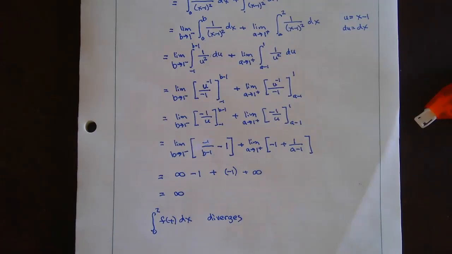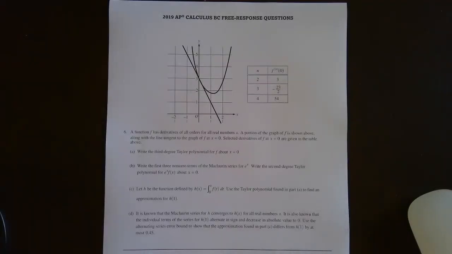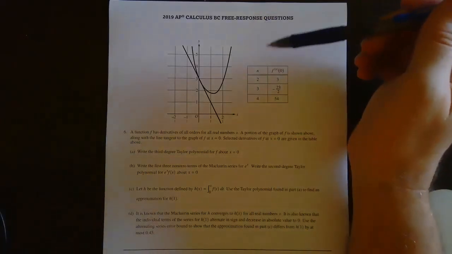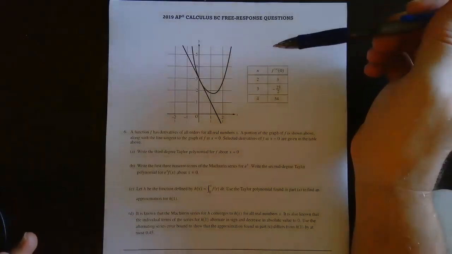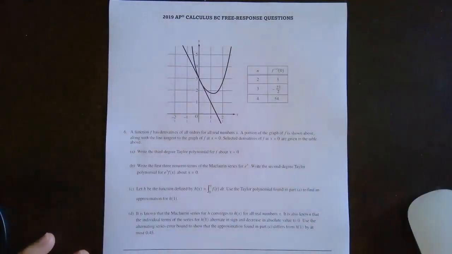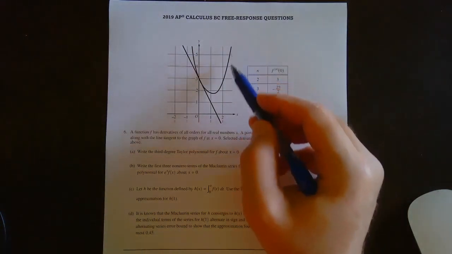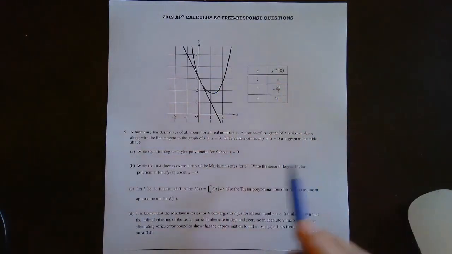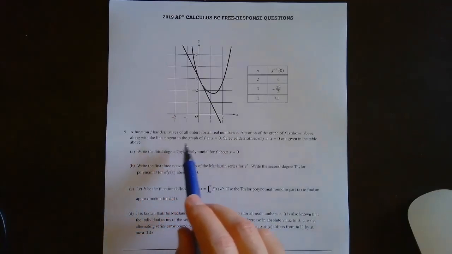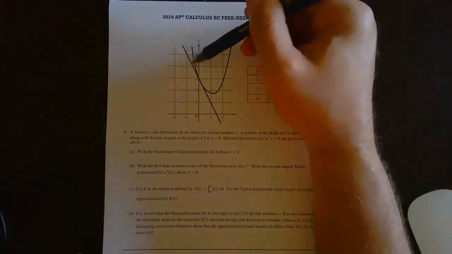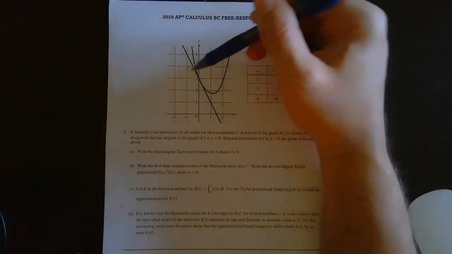So let's go on to number 6 for the BC exam. Okay, question 6 from the 2019 BC exam. They're giving you a function f, and it has derivatives of all orders for all real numbers x. A portion of the graph of f is shown, so this is the graph of f, along with the line tangent to the graph of f at x equals 0. So that would be this line right here, because that would have to be the tangent line.